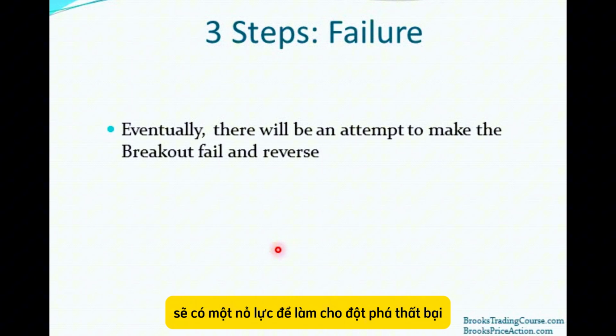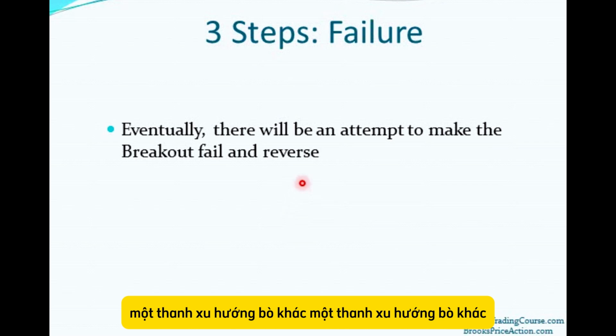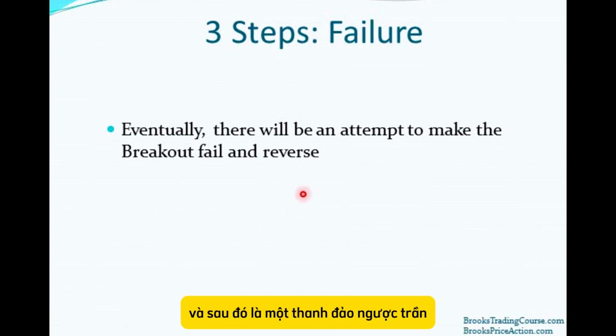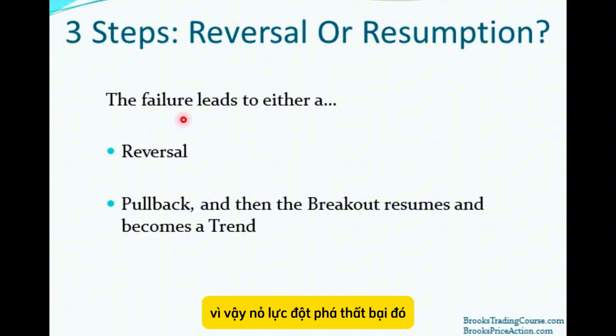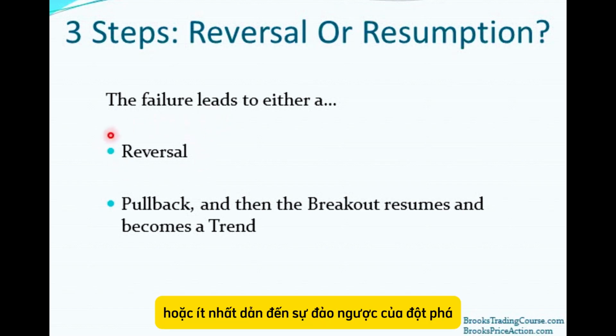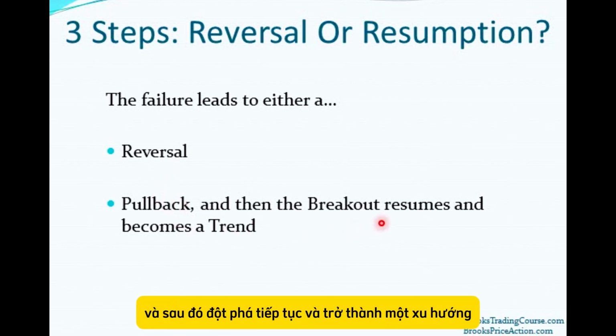Eventually, there will be an attempt to make the breakout fail and reverse. So let's say you have a bull trend bar, another bull trend bar, another bull trend bar, and then a bear reversal bar. That is the failure of the breakout. And at that point, the breakout will either reverse or pause, become a bull flag, and then resume. So that failed breakout attempt either leads to a reversal of the breakout and a trend in the opposite direction, or simply a pullback, and then the breakout resumes and becomes a trend.